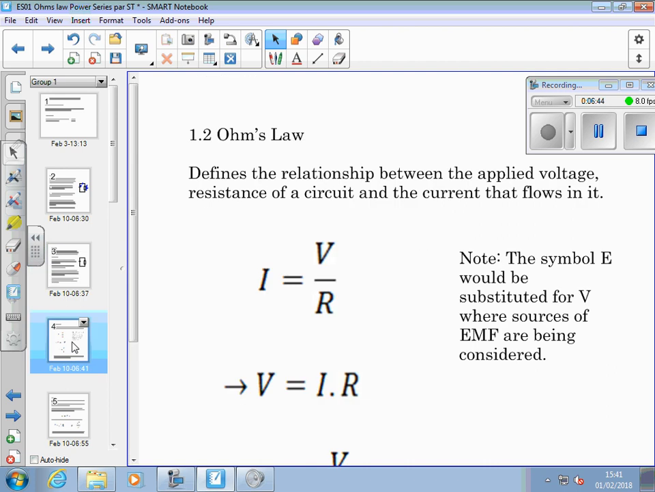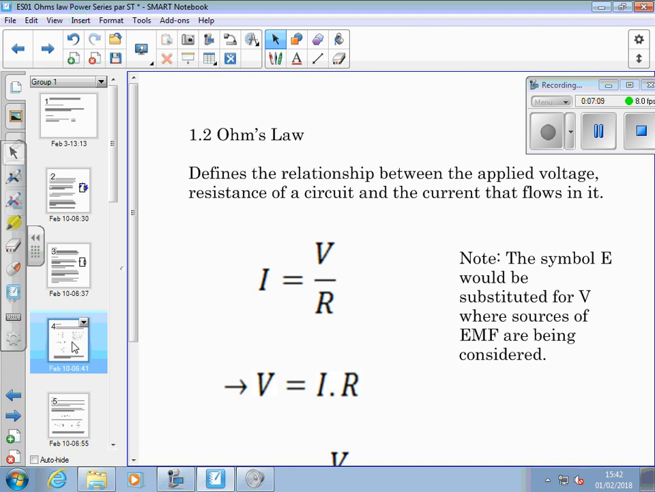So, the main relationship between those three quantities, between the resistance of a circuit and the current that flows in it.